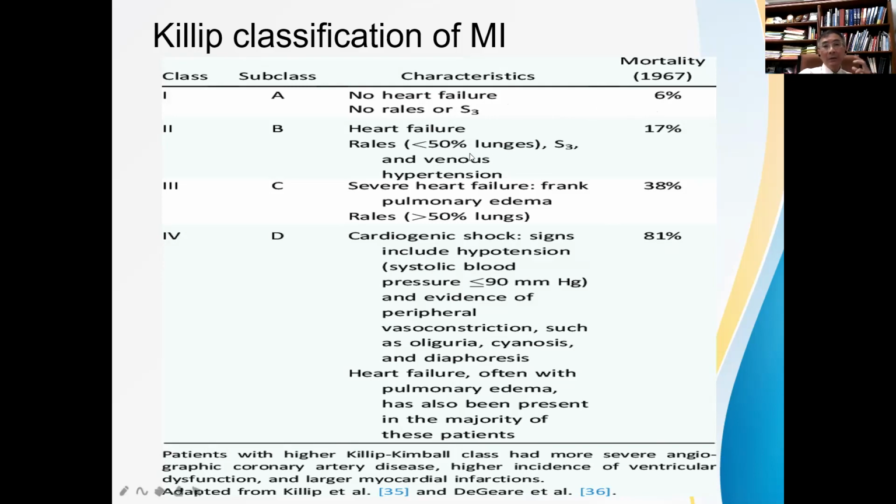If there is heart failure with crepitations in the lungs, a gallop rhythm, and elevated venous pressure, the mortality rises to 17%. If heart failure is severe, the crepitations is more than 50% of the lung area, then there is a mortality of almost 40%. And if the patient drops blood pressure with peripheral vasoconstriction, oliguria, diaphoresis, cyanosis, then the risk for death goes up to 80%.